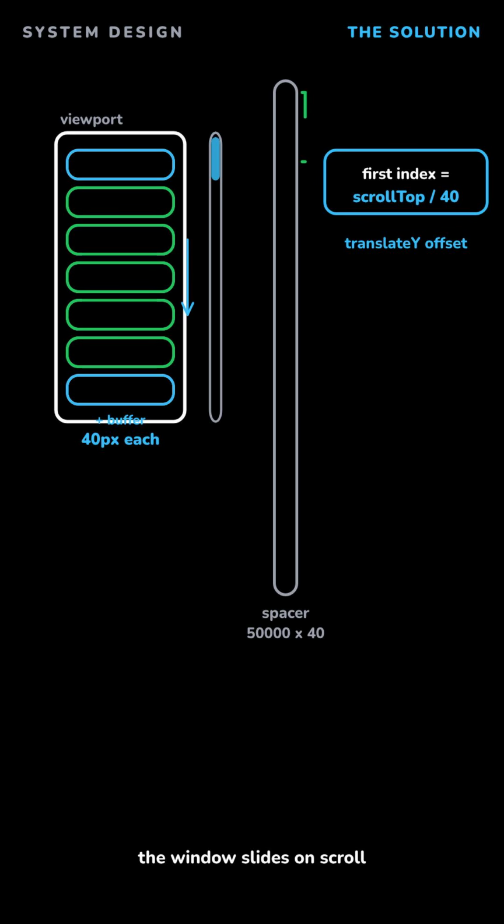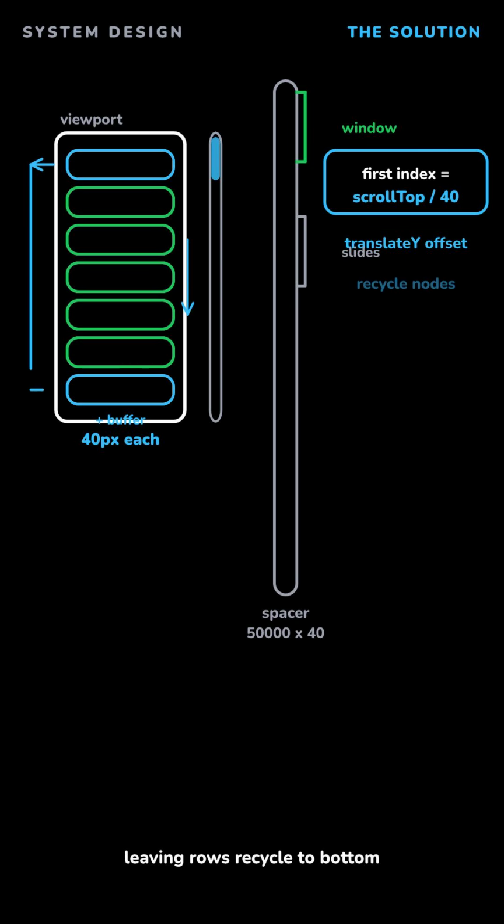As the user scrolls, that window of indices slides across the data. Rows leaving the top are recycled to fill in at the bottom. Same nodes reused. The document tree holds about 20 elements, no matter how huge the list grows.